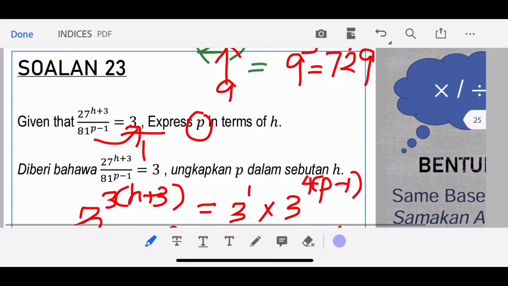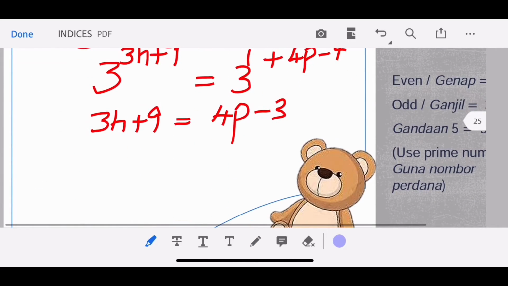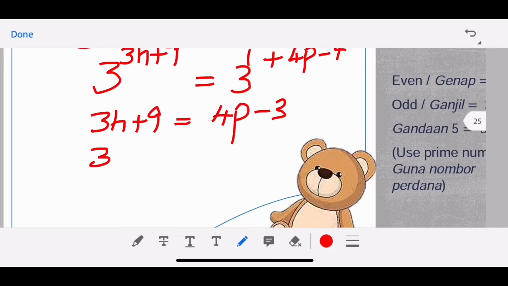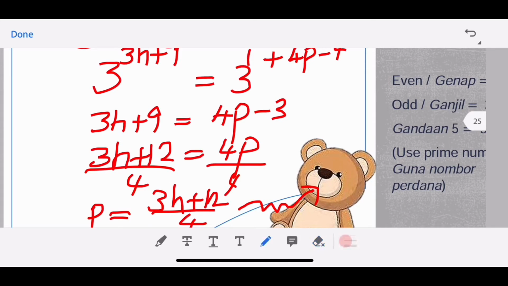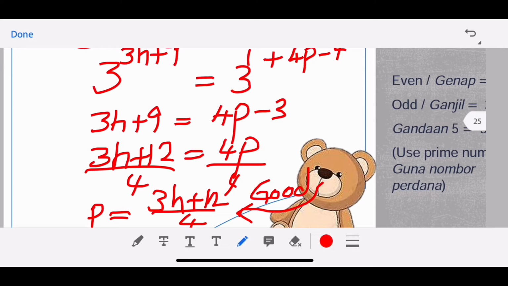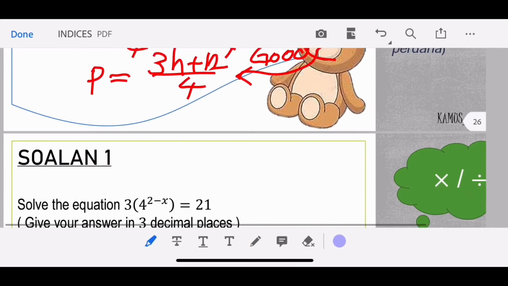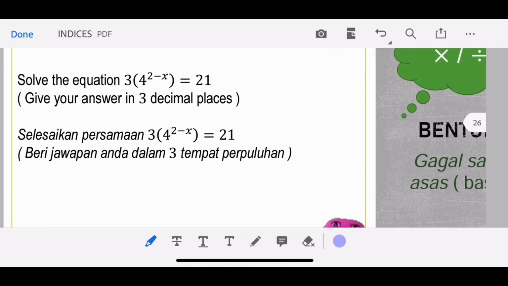And then because the question asking you to express p in terms of h, so we will actually shift all the numbers to the left until the p is alone at the right hand side. So we divide by 4, so we have p equal to 3h plus 12 over 4. Okay, so that is so-called p in terms of h. Alright, so this is actually an indicial equation. It's quite simple, right? We can call it an indicial expression because in the end you have to express p in terms of the h.